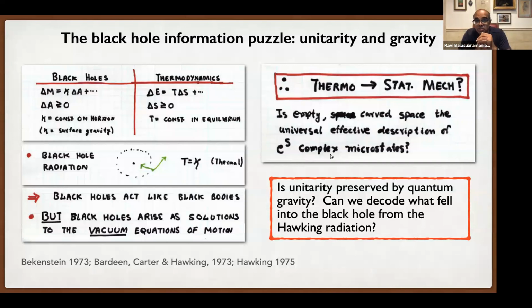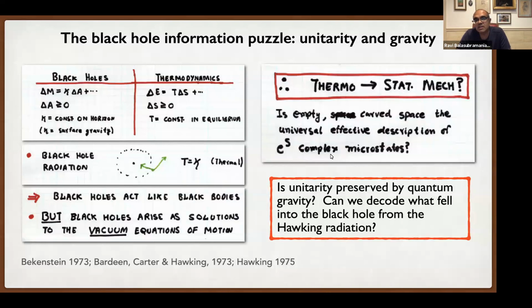So an open question that we would really love to understand in detail in any quantum theory of gravity is the following: is unitarity of quantum mechanics preserved by quantum gravity? A way of saying what that means is, can you decode what fell into the black hole from the Hawking radiation? So you watch the radiation come out, and you would like to infer whether the thing that went in originally was elephants, dictionaries, whatever they may be. So you'd like to know that decoder.